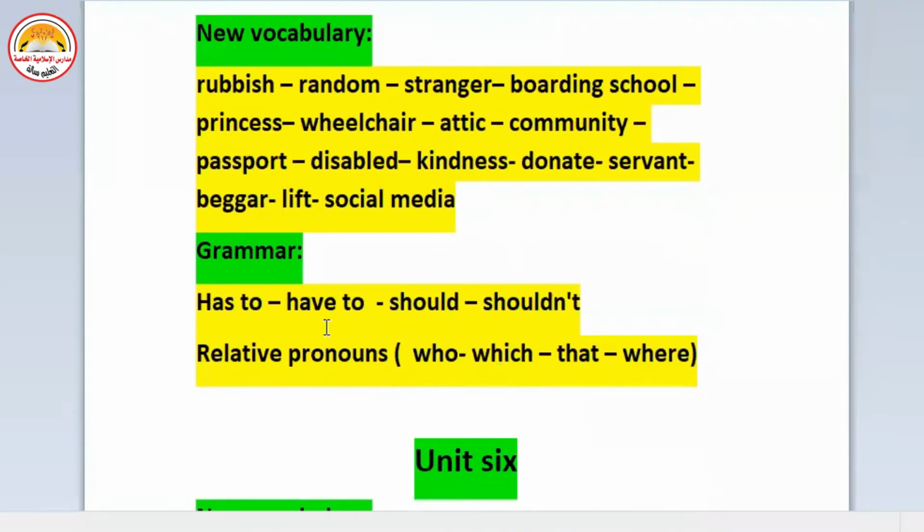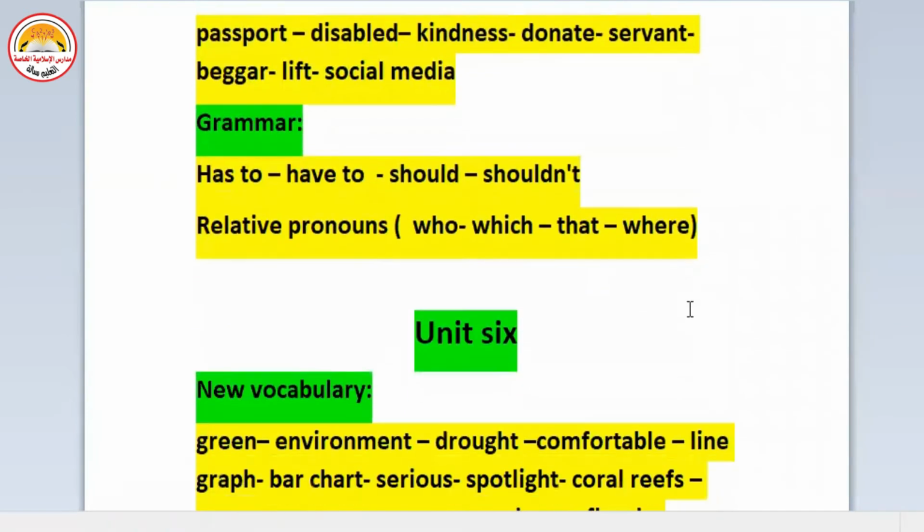What about grammar? In grammar, we have have to, and of course, the negative form of has to and have to is don't have to and doesn't have to. As you know, we use has to and have to to talk about external obligation or necessity to do something. We also have should and shouldn't. We use should or shouldn't to give advice, to advise someone to do something. Also in Unit 5, we have relative pronouns such as who, which, that, where. This is concerning the first unit, Unit 5.